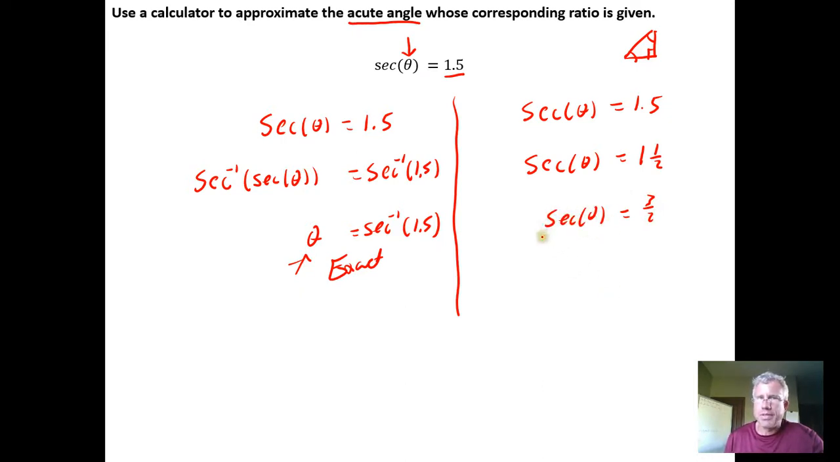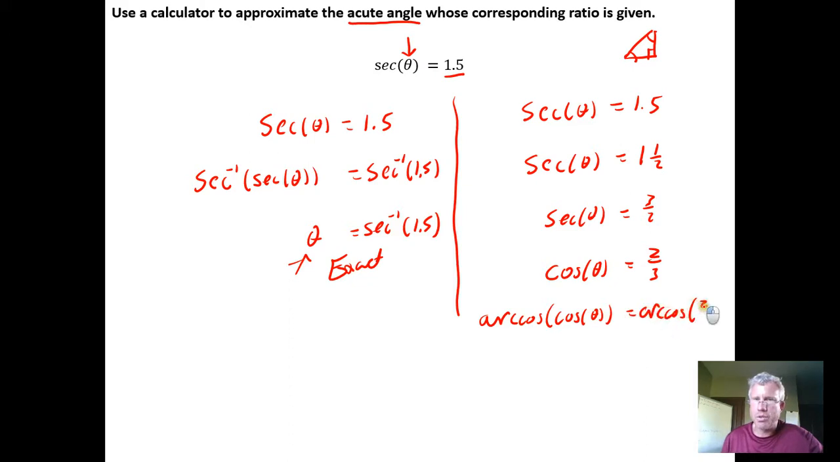So if the secant is the reciprocal of the cosine, that tells me that the cosine of theta is equal to 2/3. And now I can use the cosine inverse of both sides. So let's use the arc cosine form. Arc cosine of the cosine of theta equals the arc cosine of 2/3. The arc cosine function will output the angle theta. So theta will equal the arc cosine of 2/3.